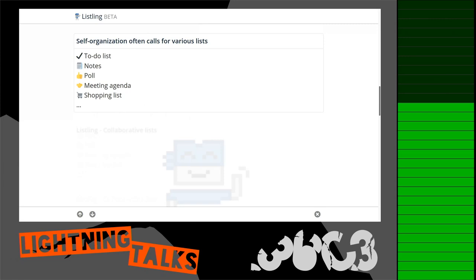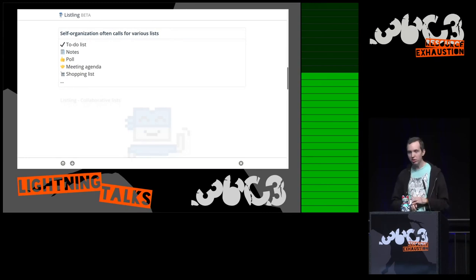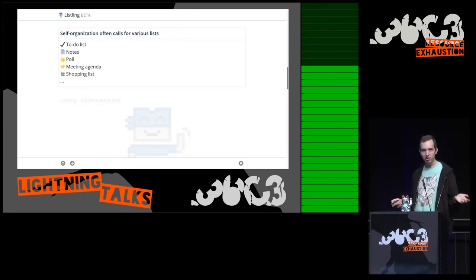One night I had this idea, what if we would have a collaborative document, but with a bit more structure, better fitting to typical use cases of self-organized groups? And what about lists? It turns out that groups often need lists. A to-do list, this is obvious, but a wiki could also be a small list of notes, and a poll is just a list of options where you can vote, and a meeting agenda is also a list, and so on, and so on, and so on.